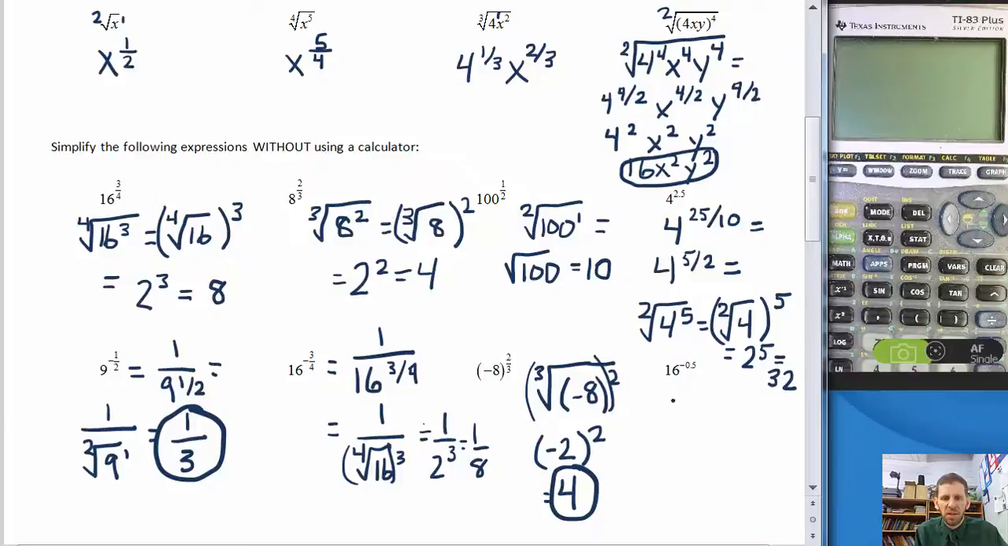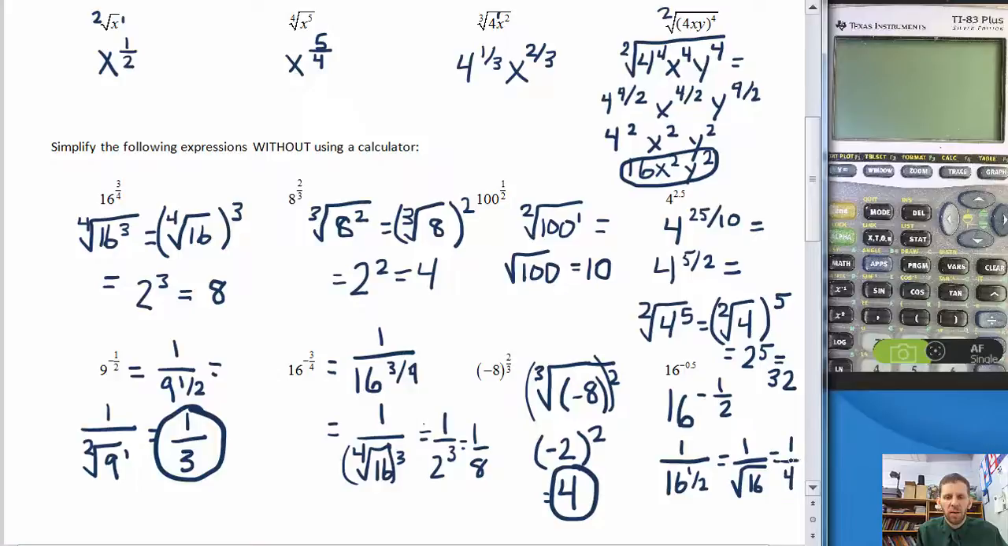Last example, 16 to the negative 0.5 power. Write that as a fraction. You know negative 0.5 is negative 1/2. The bottom number is the root, but there's that negative exponent, so we need to write it as a reciprocal. 1 over 16 to the 1/2 power. That is the same thing as 1 over the second root of 16 to the 1st. The second root is a square root. 16 to the 1st is just 16. And the square root of 16 is 4.